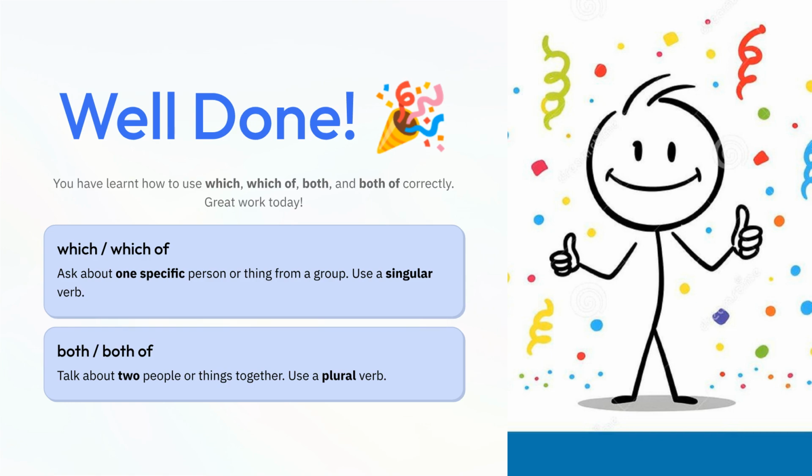Well done. You have learned how to use which of, both, and both of correctly. To review, use which or which of to ask about one specific person or thing from a group along with a singular verb, and use both or both of to talk about two people or things together along with a plural verb. Great work today.